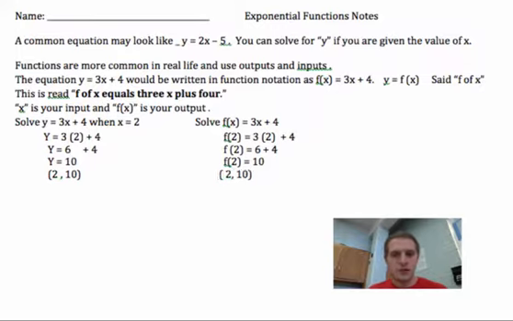If you feel confident, flip this sheet over and try the practice problems. If you're still struggling a little bit, look at the next video and I will walk you through how to solve each of those problems on the back side.